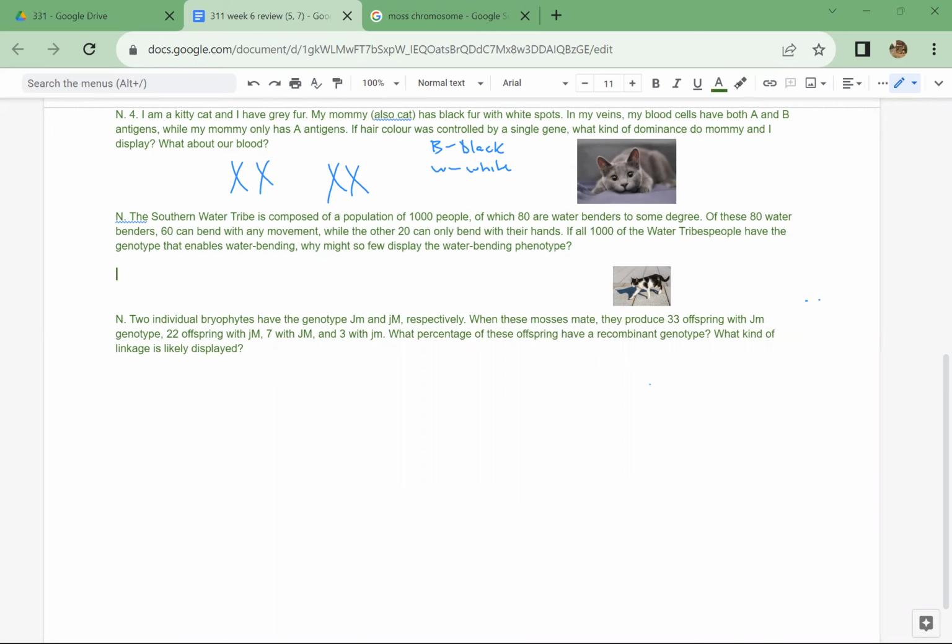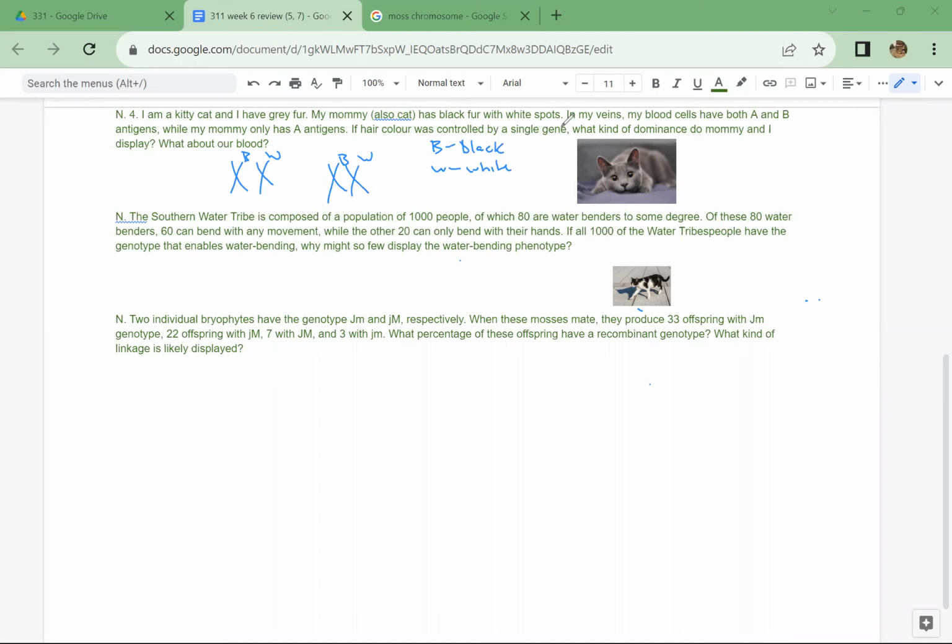We can probably infer that, usually in a question, you would be told that they have the genotype XBXW, which makes sense because they have both black and white fur. And I am a gray kitty cat, like you see here. I also have this genotype, XBXW. So what's going on?